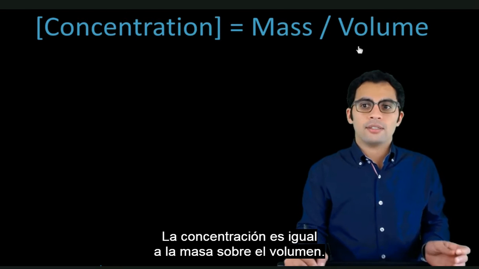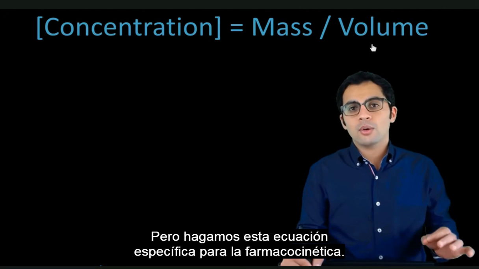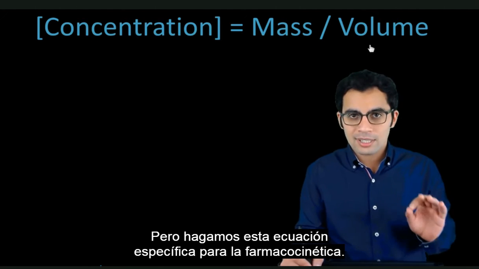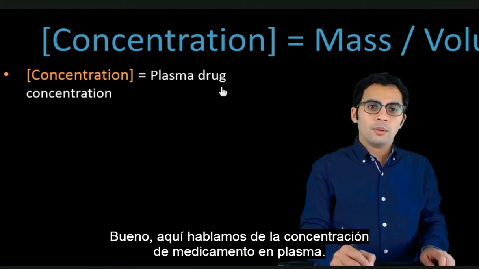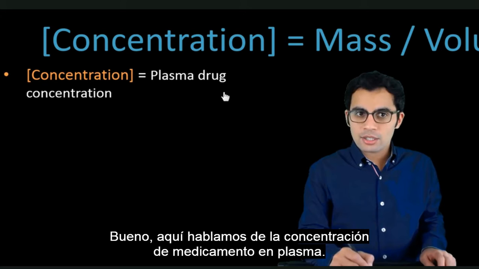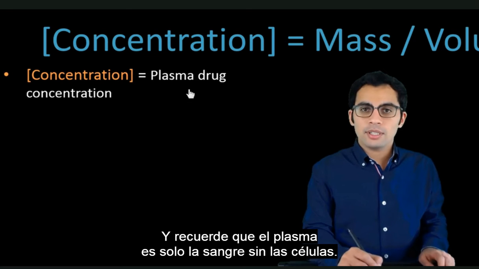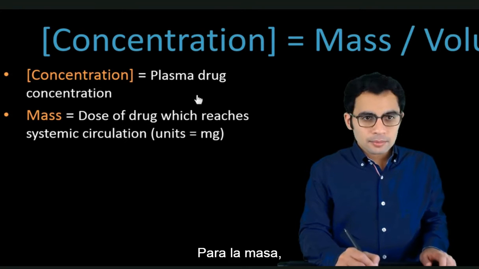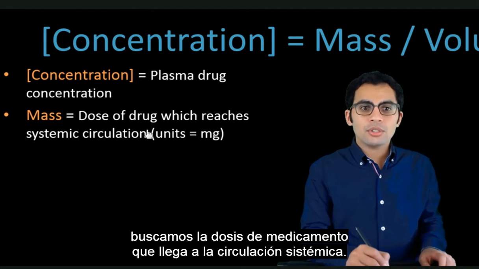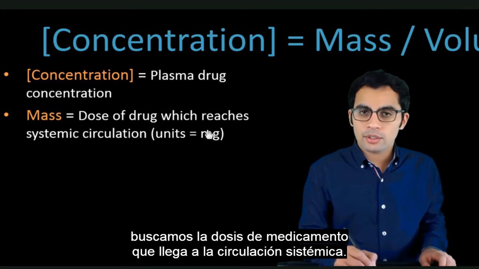Concentration is equal to mass over volume. But let's make this equation specific to pharmacokinetics. So what is concentration referring to? Well, here we're dealing with the plasma drug concentration. And remember that the plasma is just the blood minus the cells. For the mass, we're looking at the dose of the drug which reaches the systemic circulation.